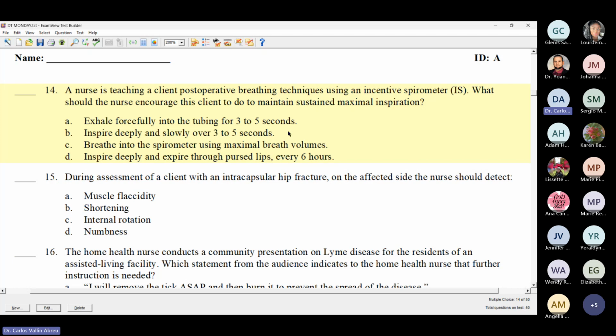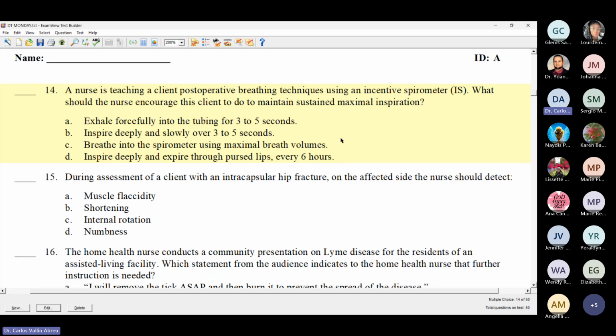Okay, so that's why you rule out the last option. And it's not to blow, it's not to exhale forcefully. So you eliminate A because it's to exhale forcefully. You eliminate D because it is not every 6 hours, it is 6 to 10 times every hour. And then breathing in and out through the spirometer is not the purpose, okay? The purpose is to be inspired, to fill the lungs as much as possible with air.